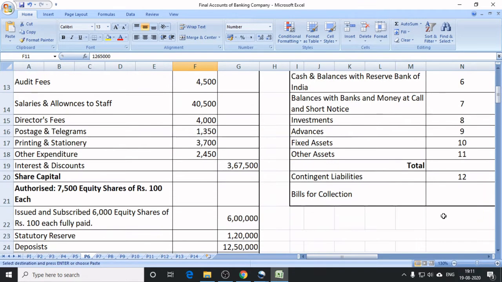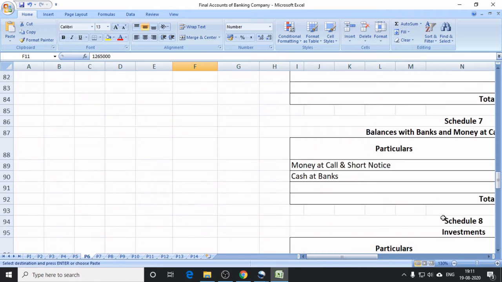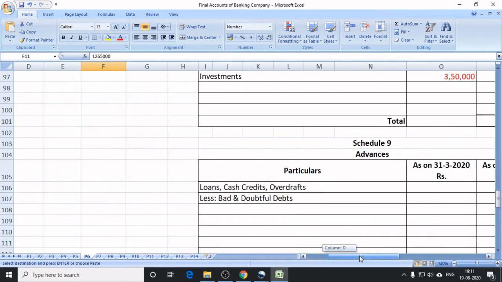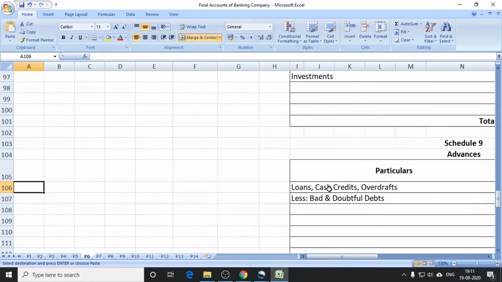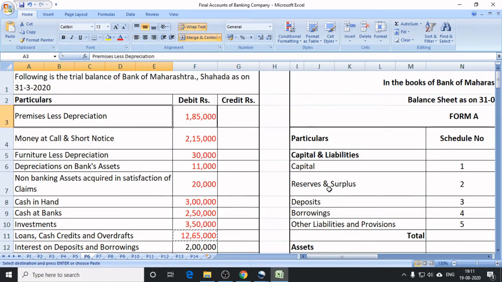So it will go under schedule number 9, advances. So here, advances 12,65,000. Okay, the next is interest on deposits and borrowings.